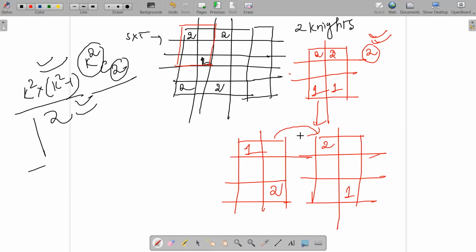Why? Because both of them are identical. You cannot differentiate whether 2 is 1 or 1 is 2. So we just say this is the same as this one. Correct? Okay. So for a 3 cross 2 board, we have 2 configurations.